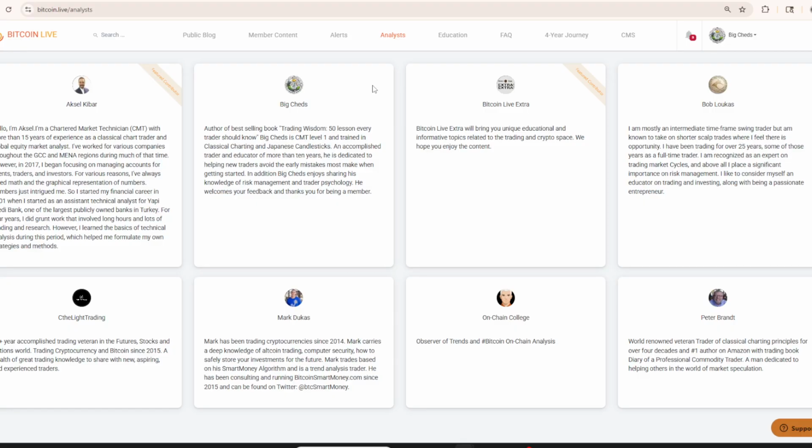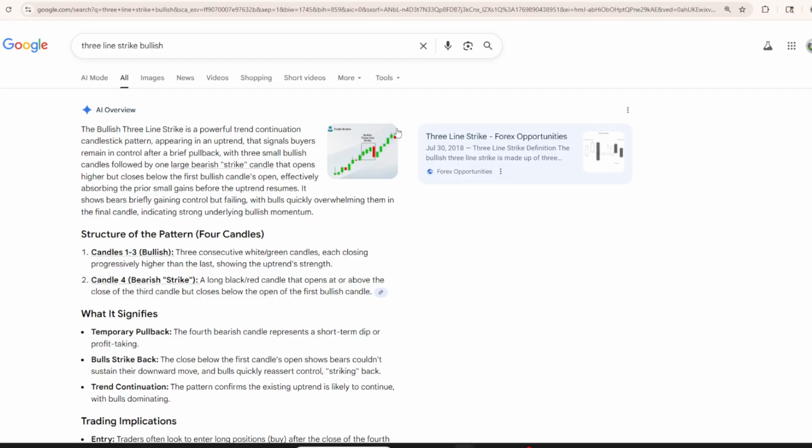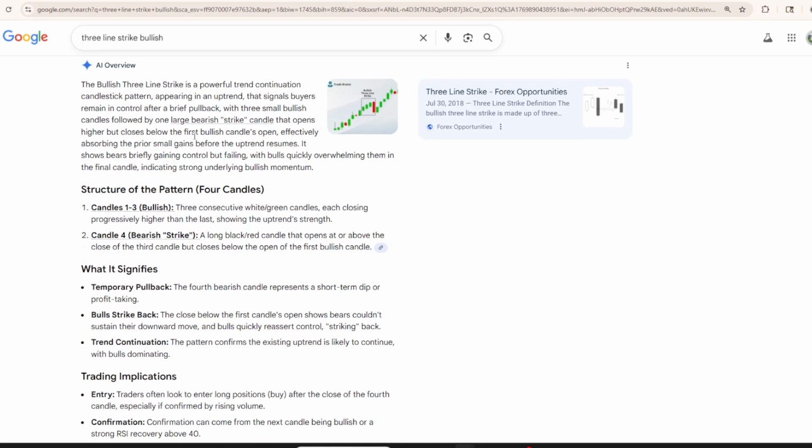For today's lesson, we're going to talk about a Japanese candlestick pattern called a bullish three-line strike. You can pause and read this on your own. However, it's not really a great pattern to use because it doesn't work out that well.